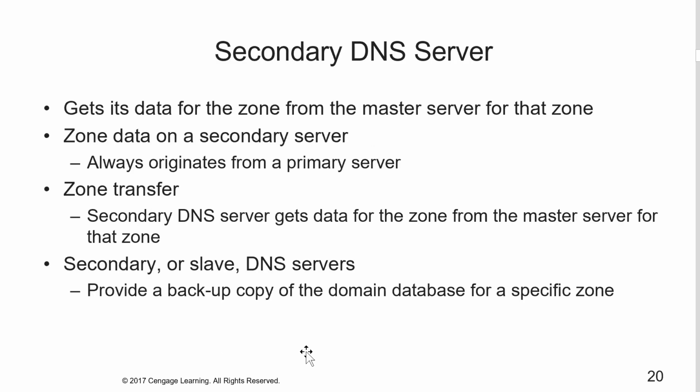Again, a secondary server gets its data for the zone from the master server for that zone. When you think of what data is on a secondary server, it always is the data from the primary server. And when you zone transfer, the secondary DNS server gets data for the zone from the master server for that zone. There's also secondary or slave DNS servers. They provide a backup copy of the domain database for that specific zone.